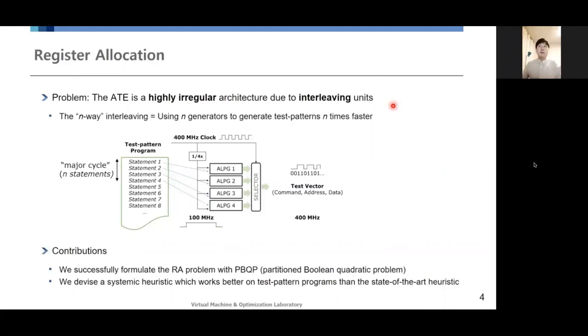However, register allocation for test pattern programs is somewhat challenging because the ATE is a highly irregular architecture, particularly due to interleaving units. When we say N-way interleaving, it means that the ATE is using N generators, each of which executes a given statement of the program. In return, they generate test patterns N times faster, but the N statements in the major cycle are running concurrently. Such concurrency causes many challenging restrictions, which the traditional solutions, such as graph coloring, cannot handle without additional techniques. In this paper, we successfully formulate the register allocation problem with PBQP, and we devise a modified heuristic which works better than the existing ones, at least on the test pattern programs.